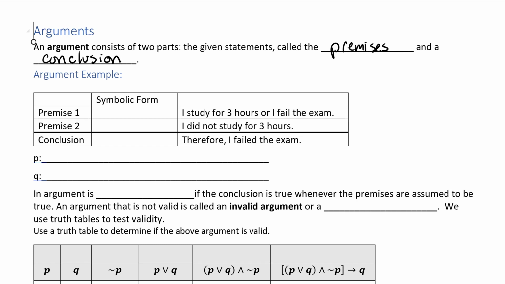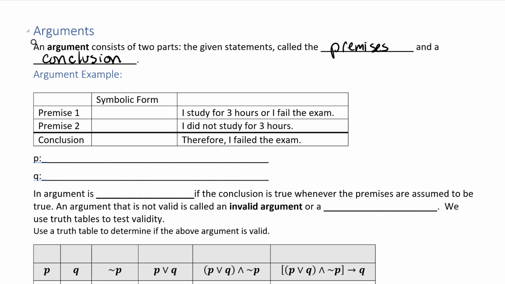Premise 1 would be, I study for 3 hours or I fail the exam. Premise 2 would be, I did not study for 3 hours. And then our conclusion would be, therefore I failed the exam. So let's analyze this in symbolic form.